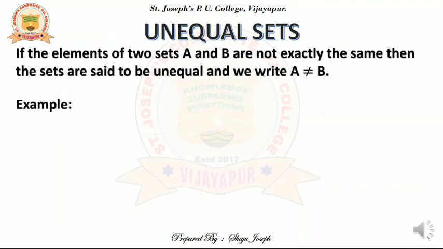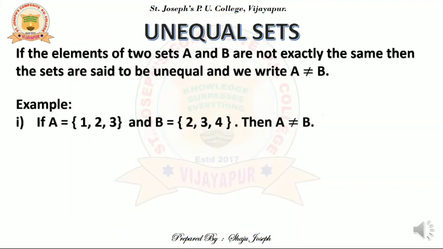Example, let us see. Here A is 1, 2, 3 and B is a set of 2, 3, 4. See, at first glance, they both have the same number of elements, 3 and 3. But are they the same? No, because in set A there is 1 and 1 does not exist in set B. And 4 belongs to B, but 4 does not belong to A. Then we can say A is not equal to B.